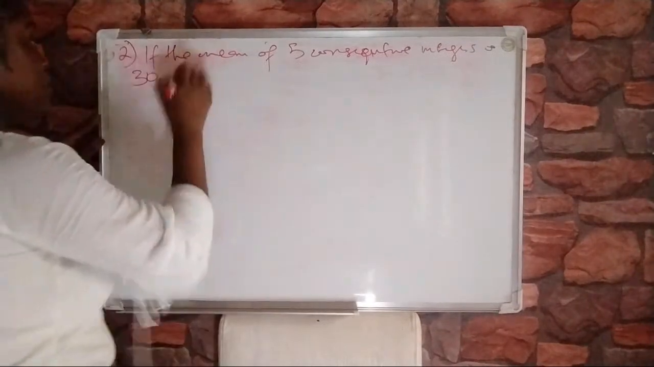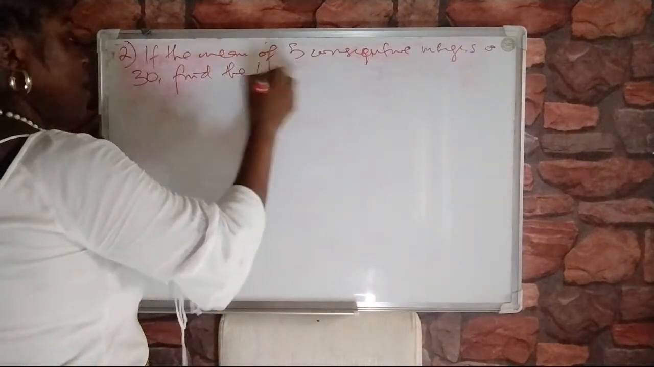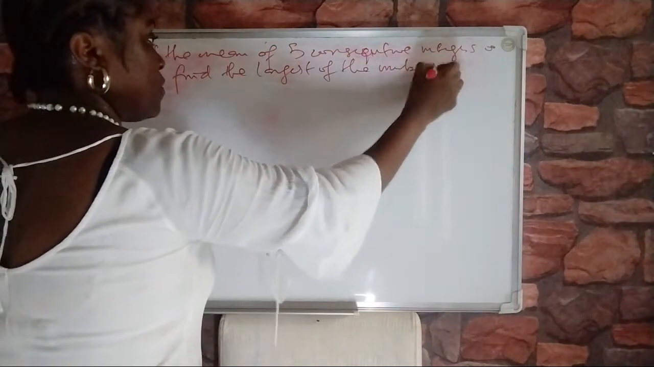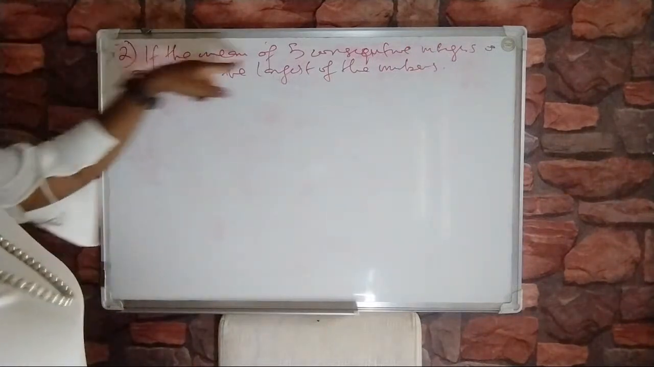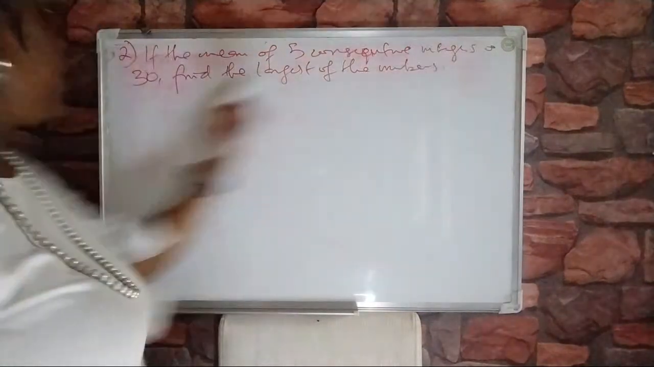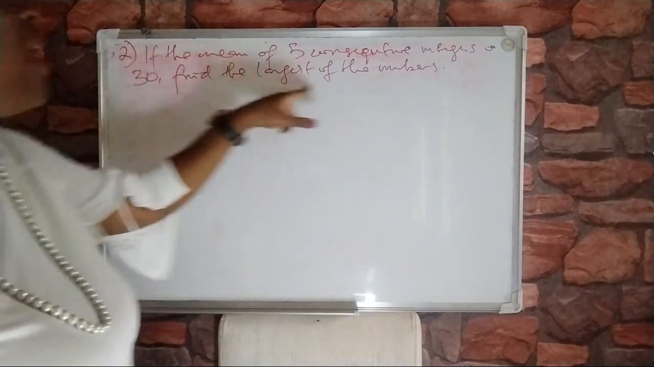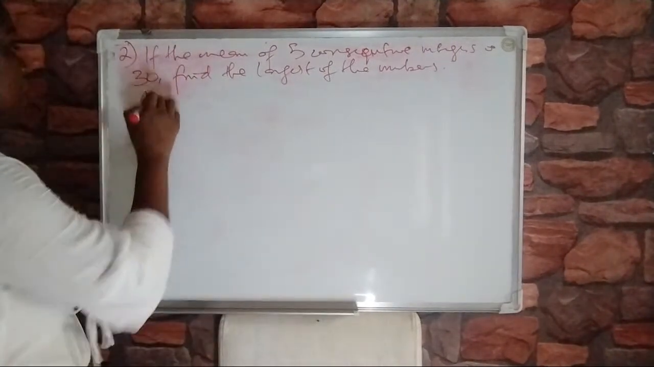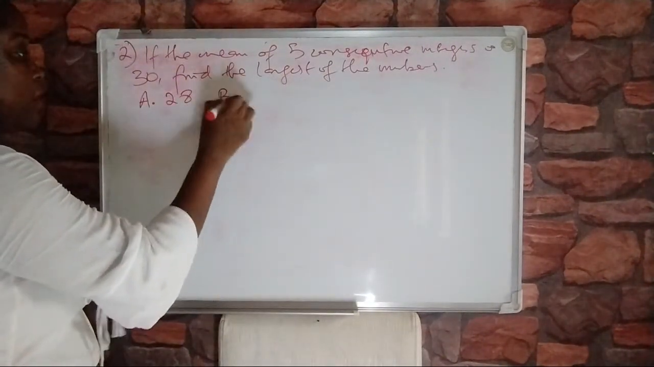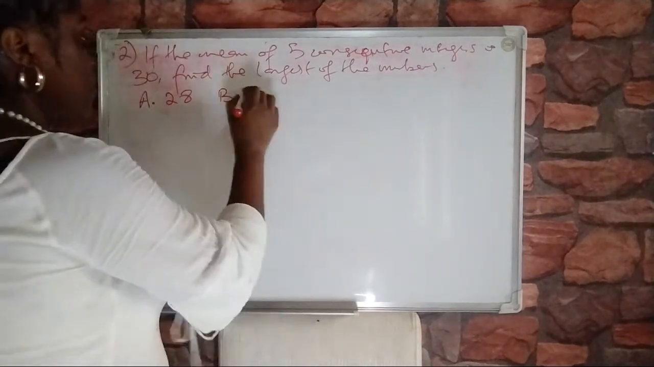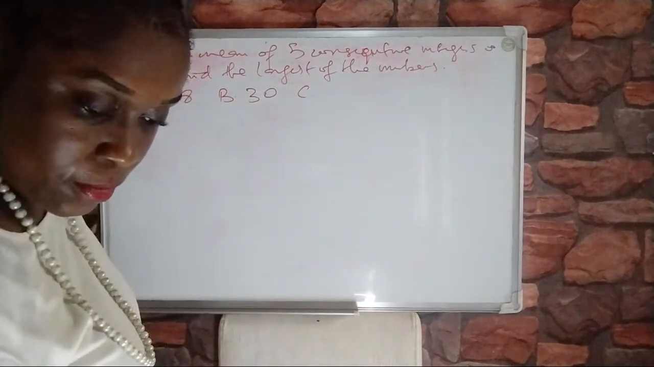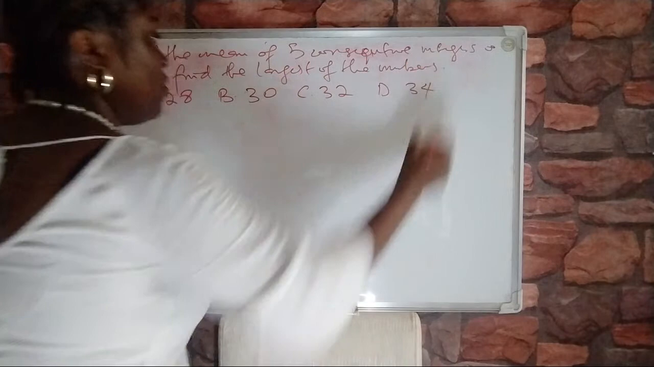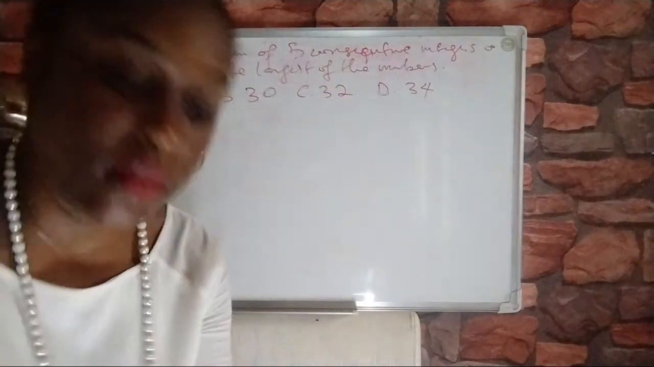If the mean of 5 consecutive integers is 30, find the largest of the numbers. Option A is 28. Option B is 30. Option C is 32. And option D is 34. So how do we go about this?